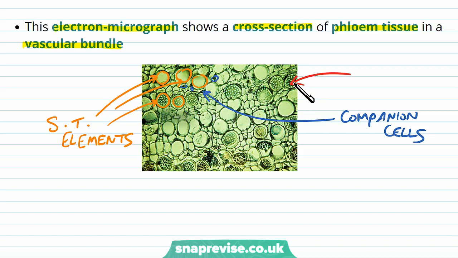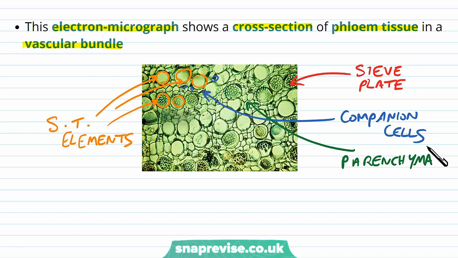So these are the sieve plates. And then what you might also notice is that there's another type of tissue interspersed between all of this, and that's more of a supportive tissue, and that can be found in these more irregular shaped cells, and that's called parenchyma. So it's important that you can recognize these features and know what they do as well.